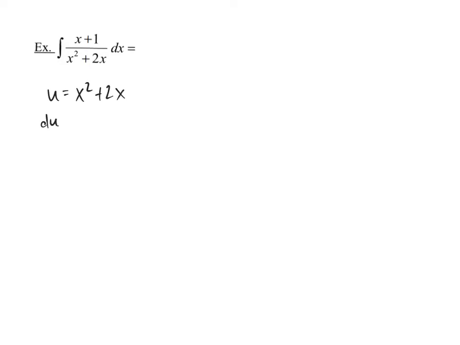And that means that du is going to be 2x plus 2 multiplied by dx. And what I notice is that I might be able to do something with that. I might be able to factor out a 2. And so I'm going to go ahead and do that, and that's going to leave me with 2 multiplied by x plus 1 dx. And by doing that, now I notice that I have the variable part, the x plus 1 dx, in the problem.